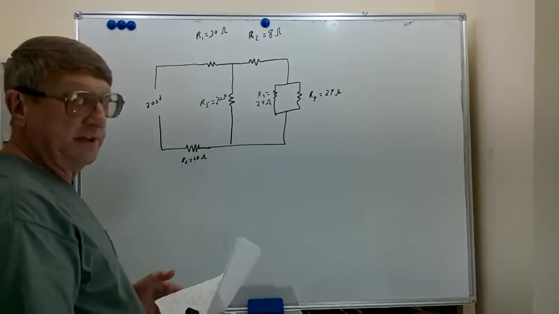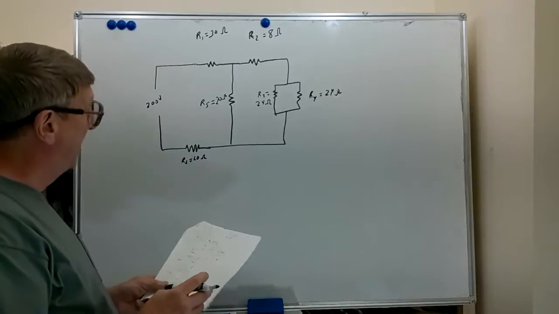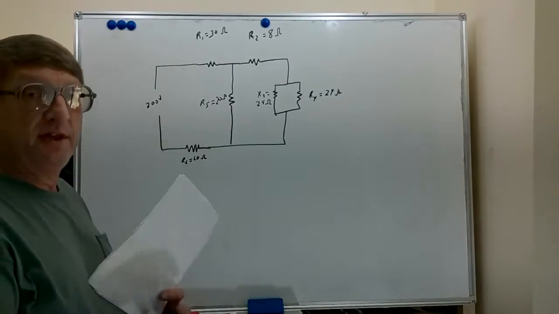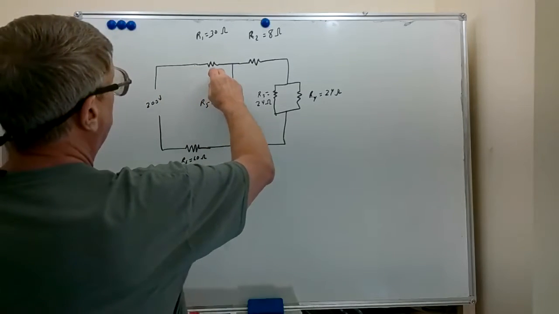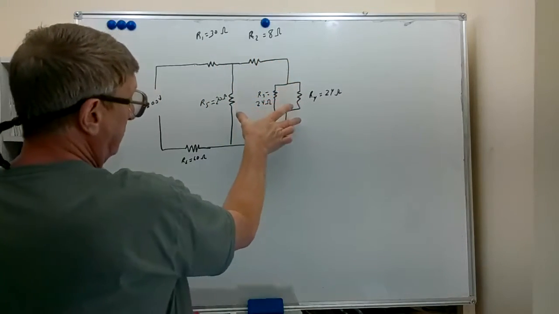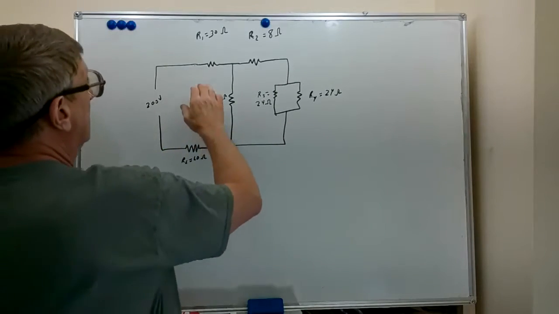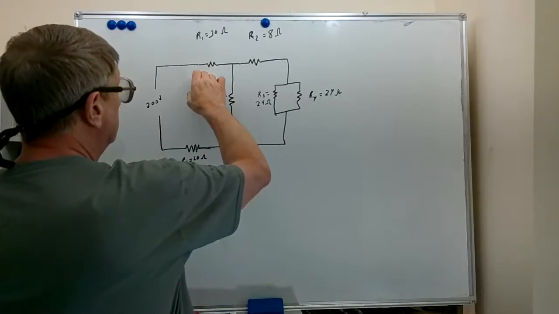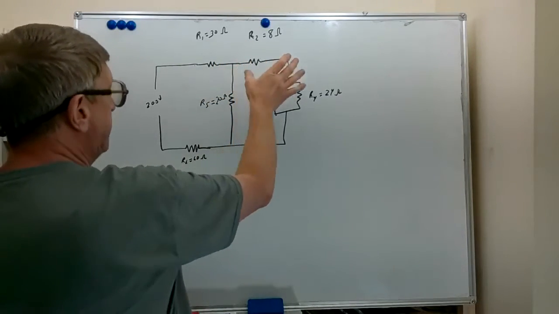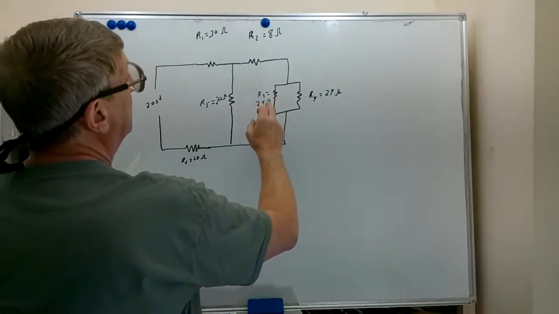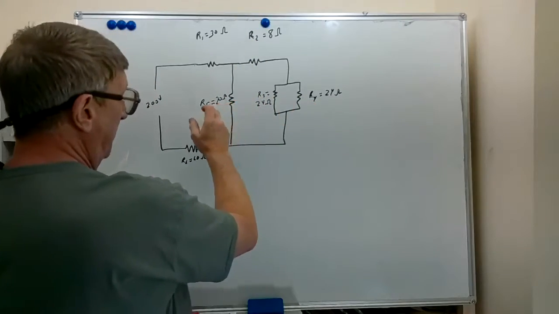First thing we're going to do is look at this and identify the series elements. Current flowing through here is split into these two branches, then comes back together here. So basically R1 and R6 are in series with the network created by R2, R3, R4, and R5.